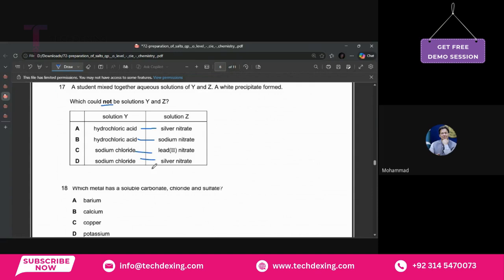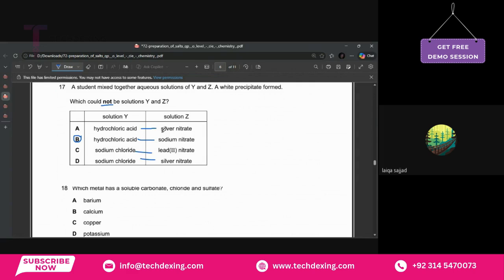It will be hydrochloric acid and sodium nitrate. Very good, excellent. It's option B. What do we get when we react hydrochloric acid with silver nitrate? You get silver chloride. Very good. And it is a white precipitate.